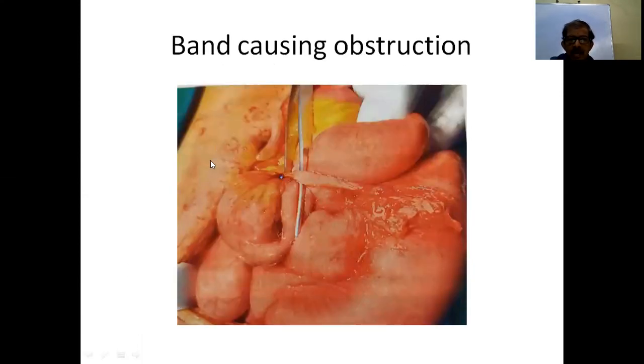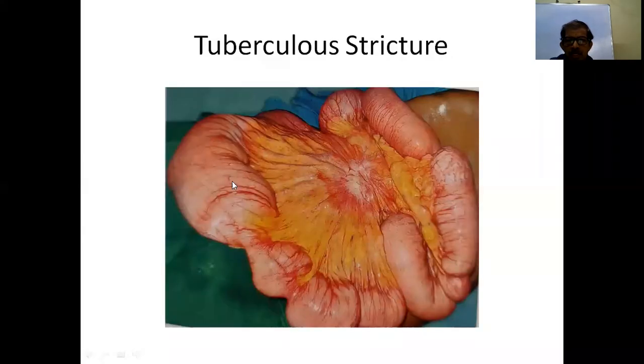So this is one example of bands. See how they are obstructing the small bowel here. So this is an example of bands. Then this is the stricture.